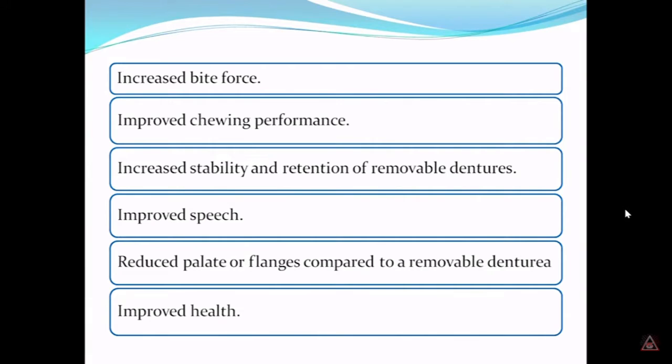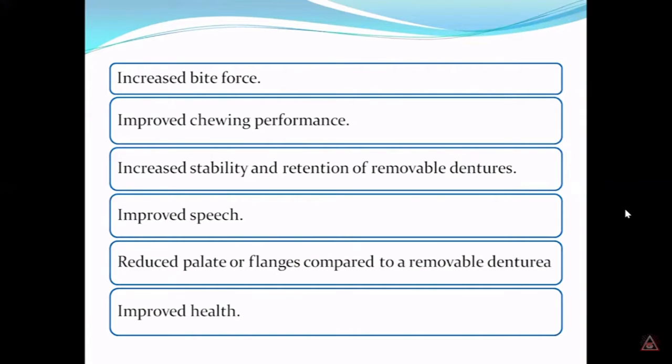There will be improved speech with dental implant. You can reduce the flanges compared to your removable dentures, and overall there will be improved health of the patient. So there are a lot of advantages of dental implants. So that's why dental implants are increasing nowadays.